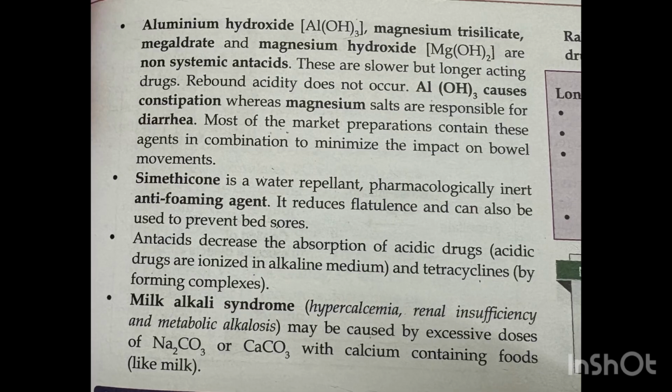Antacids decrease the absorption of acidic drugs. Acidic drugs are ionized in alkaline medium, and tetracyclines form complexes. Milk alkali syndrome, hypercalcemia, renal insufficiency, and metabolic alkalosis may be caused by excessive doses of Na2CO3, sodium bicarbonate, and calcium carbonate with calcium containing foods like milk.